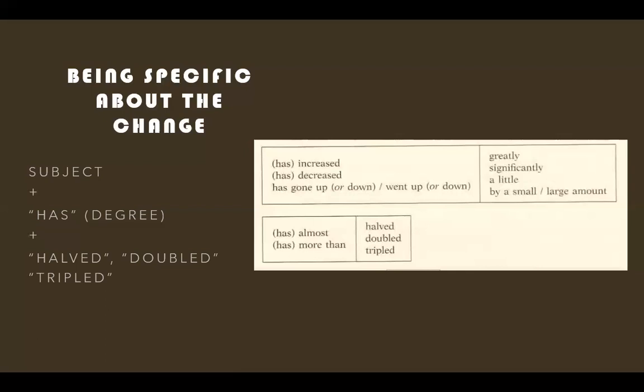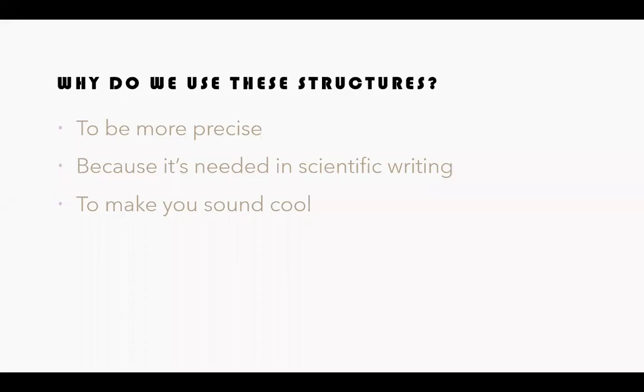Inti dari ini adalah kita mencoba menyatakan perubahan dengan cara sangat spesifik sampai menunjukkan 2 kalinya, 4 kalinya, atau setengahnya, dan lain sebagainya. Ini has plus degree ini yang menunjukkan derajat yang pertama, dan half, double, triple itu derajat yang kedua.